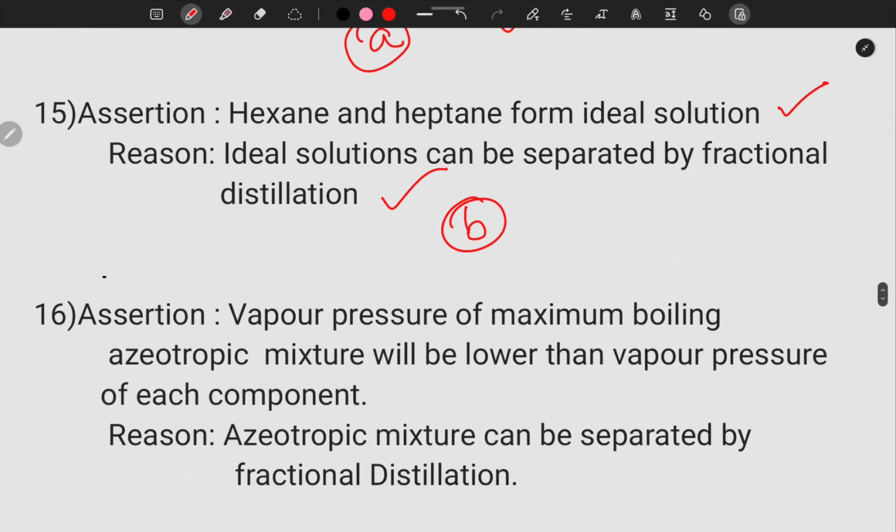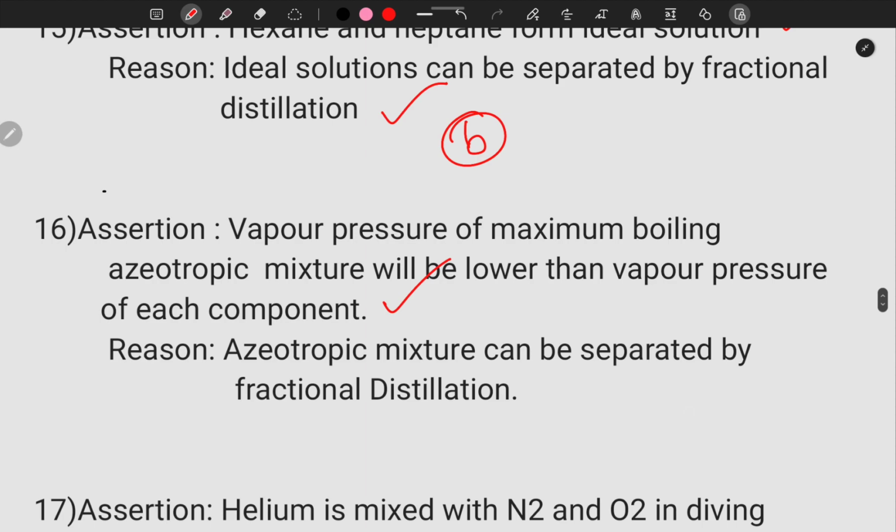Next question. Vapor pressure of maximum boiling azeotropic mixture will be lower than vapor pressure of each component. The statement is correct because in maximum boiling azeotrope, the solute-solvent interaction is stronger than the solute-solute and solvent-solvent interaction. Because of that, vapor pressure of maximum boiling azeotrope will be lower than the vapor pressure of each component. Reason: azeotropic mixture can be separated by fractional distillation. That is a wrong statement. So assertion correct and reason wrong. Our option is option C.